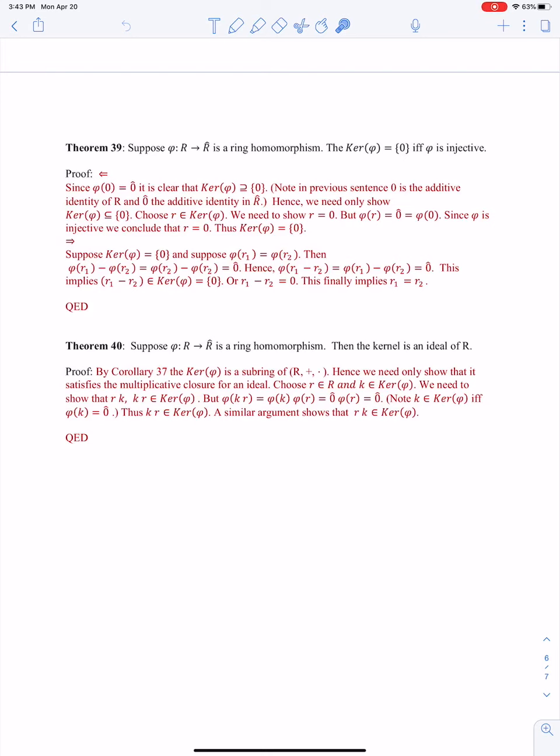All right, so therefore I've just shown that phi of kr is in fact 0 hat. What does that mean? That kr is in the kernel. All right, and now I'm going to claim that a similar argument can be used to show that phi of rk, or rather rk, is in the kernel. And I'll leave that up to you.